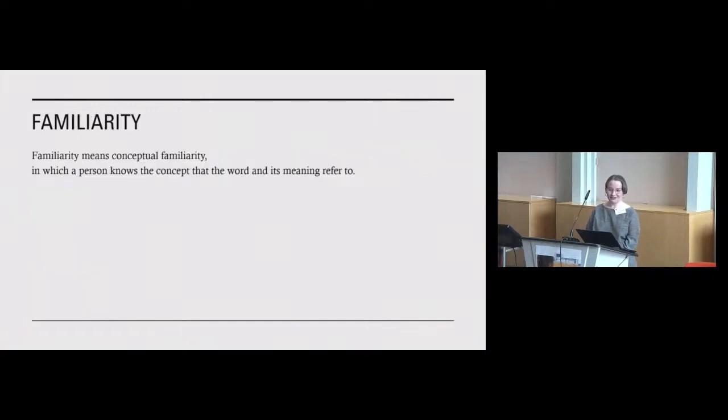And now let's move on to how to assess word familiarity. When we talked about subjective frequency, or how often you encounter the words, it means that you don't really need to understand the word if you encounter it. For example, you could encounter the word democracy but not be able to explain what it meant. But familiarity is related to how well you know the meaning of the word. Familiarity means conceptual familiarity, in which the person knows the content, knows the concept that the word and its meaning refer to. So that's the difference between familiarity and subjective frequency.